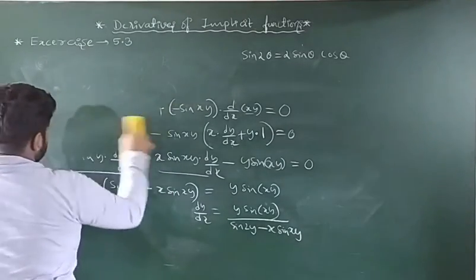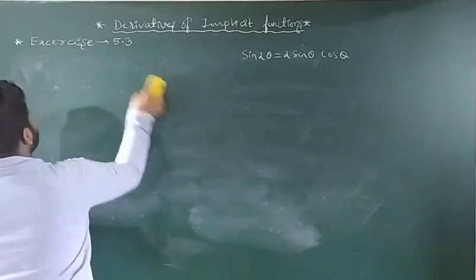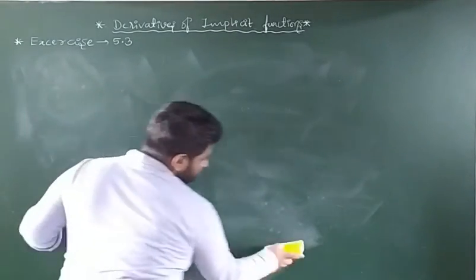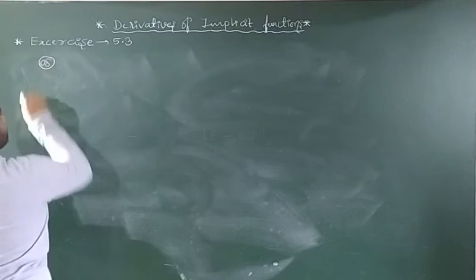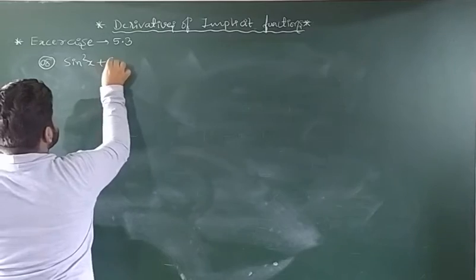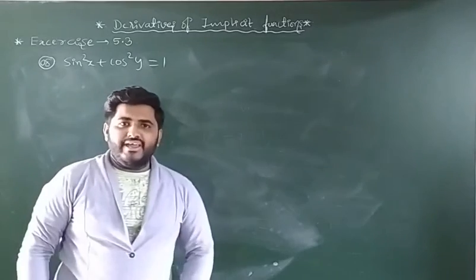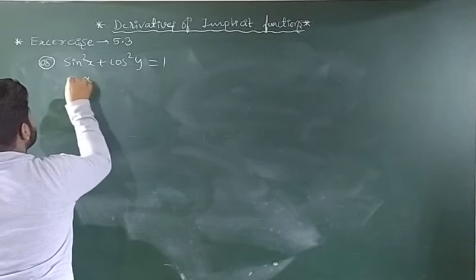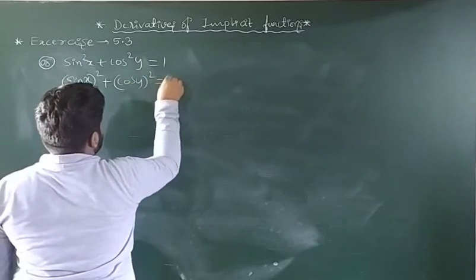Question number 8. Sin square x plus cos square y is equal to 1. So this is question number 8. Again same thing, sin square x can be written as sin x whole square, plus cos square y can be written as cos y whole square. This is equal to 1.